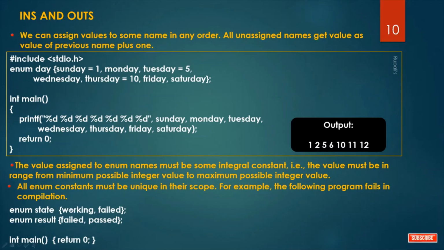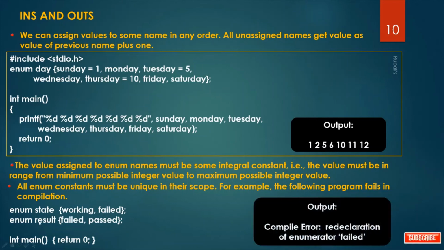Why so? Because see, in this case, the failed constant is in both enum state and result. So when I want to compile this, the compiler gives the error redeclaration of enumerator failed. See here, because this constant failed is declared two times. So this error is given by the compiler.